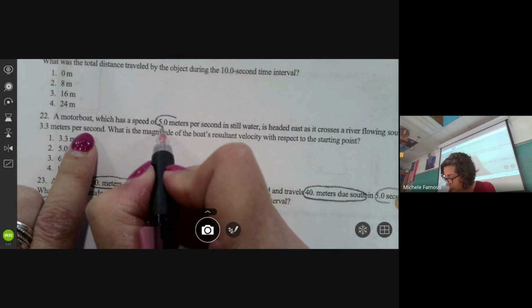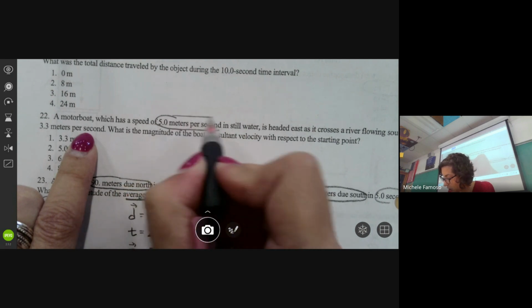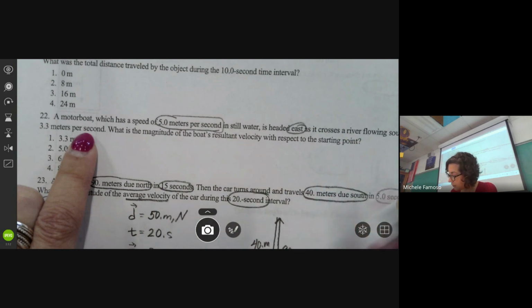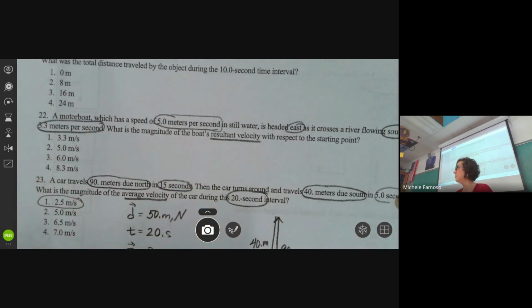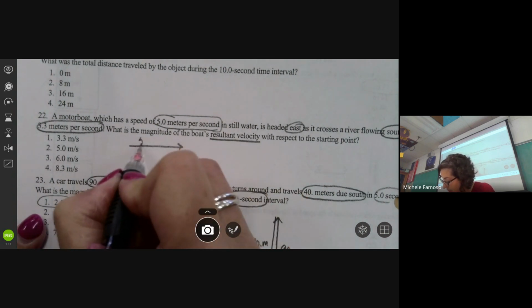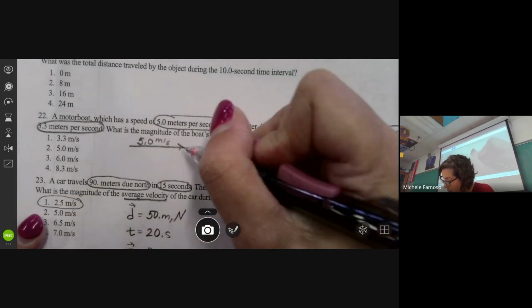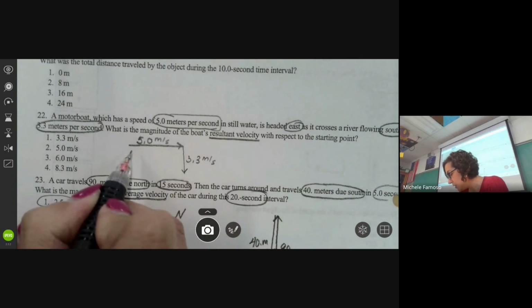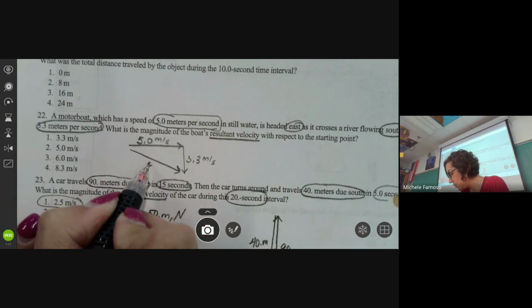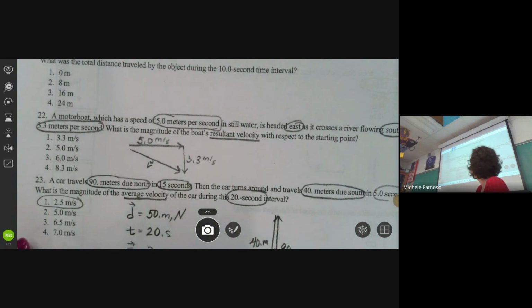Sure. 22 says, we have a motorboat with a speed of 5.0 meters per second in still water going to the east. It's crossing a river which goes south at 3.3 meters per second. What is the resulting velocity? This is a lot like that other question where I drew the arrows, except I didn't give you the arrows here. Notice I'm going to go east at 5.0 meters per second, but the river is pushing it south at 3.3 meters per second. The resultant is the hypotenuse of that triangle. What is that velocity right there? Do you know how to get it now?